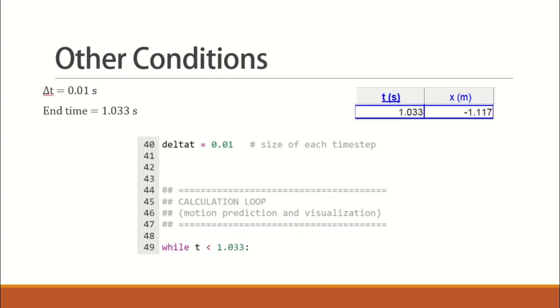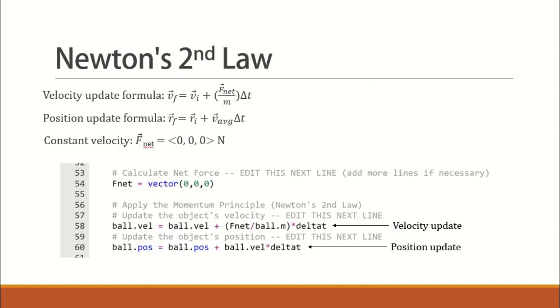Since the velocity update formula works best with a small delta t, I chose 0.01 seconds as mine. This does not have to match with the intervals in Tracker. The end time from Tracker is 1.033 seconds. This is plugged into the conditions of the while loop. Since the velocity is constant, I plugged the zero vector in as F net. The while loop in this code essentially iterates Newton's second law and updates the ball's velocity and position each delta t. The velocity update and position update formulas are in the while loop to do this.